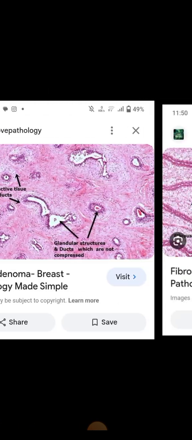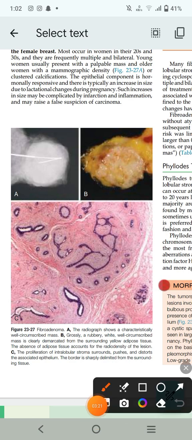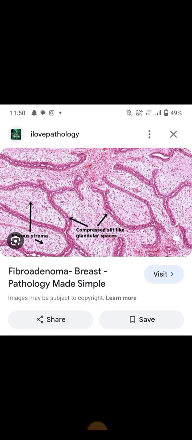Again, I will show you here Robbins' picture, which states that on cut section of this fibroadenoma, somewhat grayish white nodules bulge out, as shown here. Well circumscribed grayish white nodules can be seen on cut section, and behind them is normal adipose tissue. Okay, so now let's move towards its microscopic features.